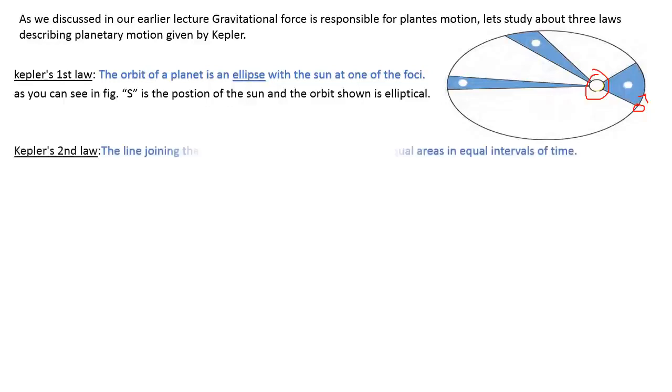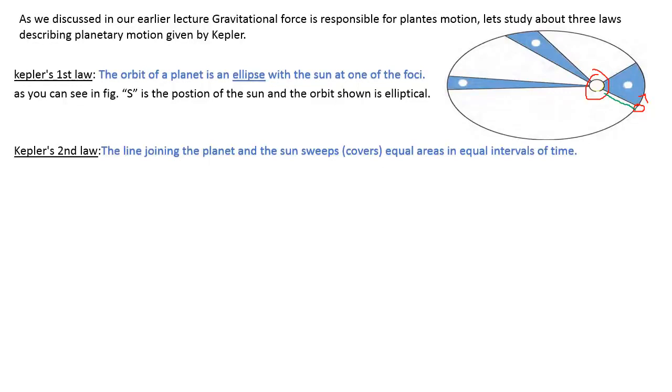We are going to have the next law now, that is Kepler's second law, and Kepler's second law says the line joining the planet and the sun sweeps, means covers, equal areas in equal intervals of time. Understand this part properly. The line joining the planet and the sun, now this is your planet and this is the sun. So when you draw this line joining the planet and sun, this line sweeps equal areas. Sweeps means covers equal areas.